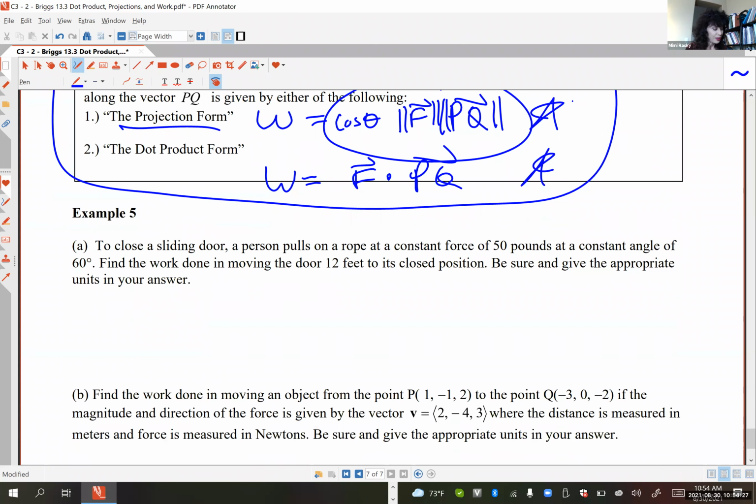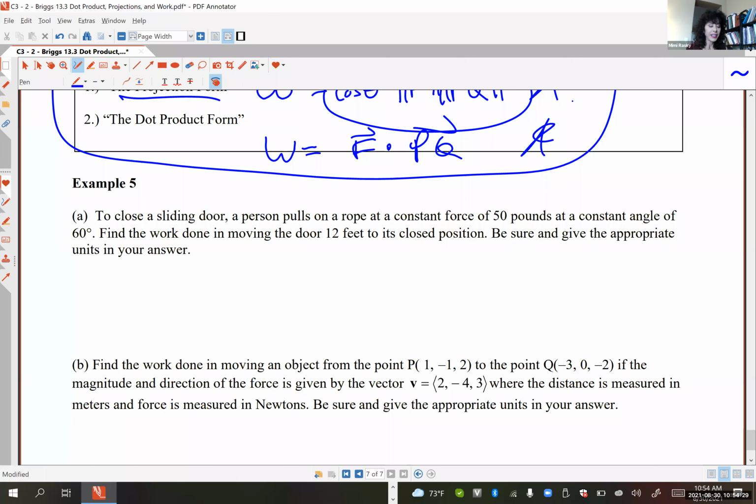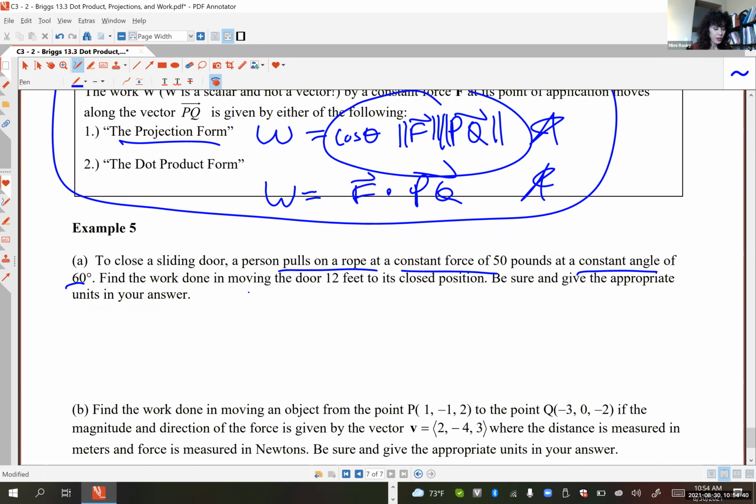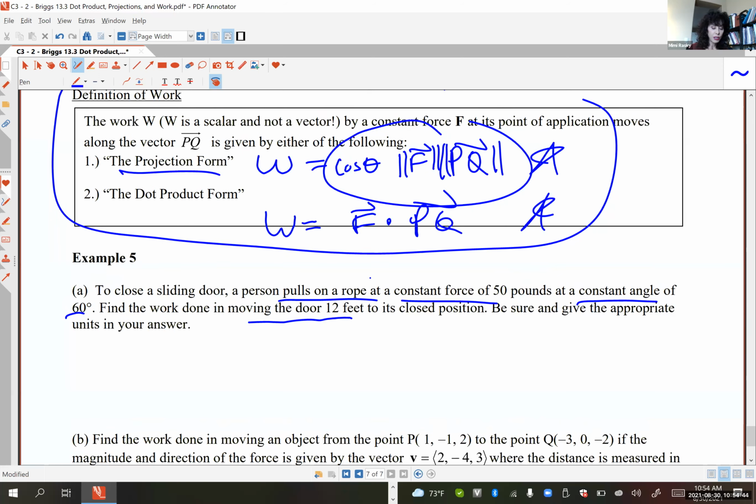All right, we'll start with letter A here, example 5. To close a sliding door, a person pulls on a rope at a constant force of 50 pounds at a constant angle of 60 degrees. Find the work done in moving the door 12 feet to its closed position. Be sure and give the appropriate units.